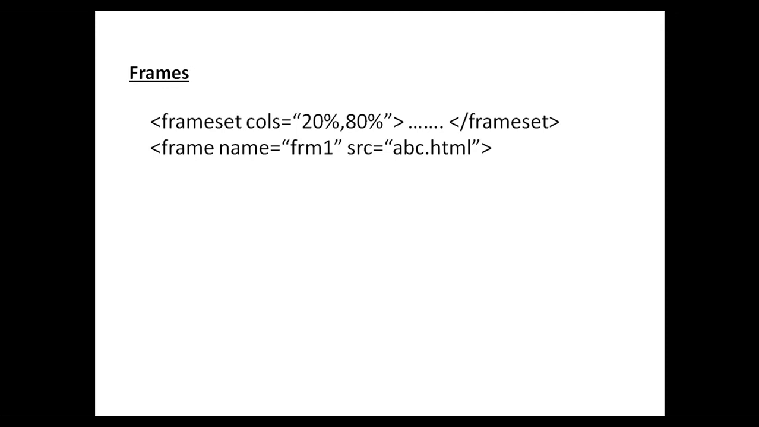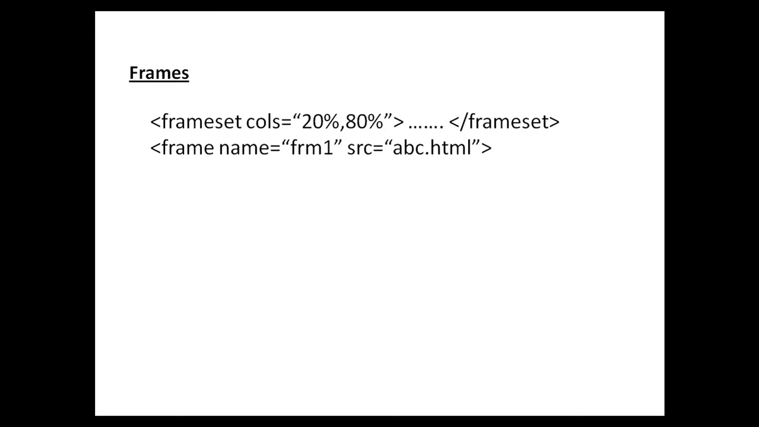Now after making the partitions, you need to specify the source to be displayed in that particular partition. Here you are seeing one more tag, a sub tag of frameset, that is frame. Frame is a sub tag of frameset which specifies the source to display in that particular partition. For that you need to use an attribute called src. Here src represents the source.